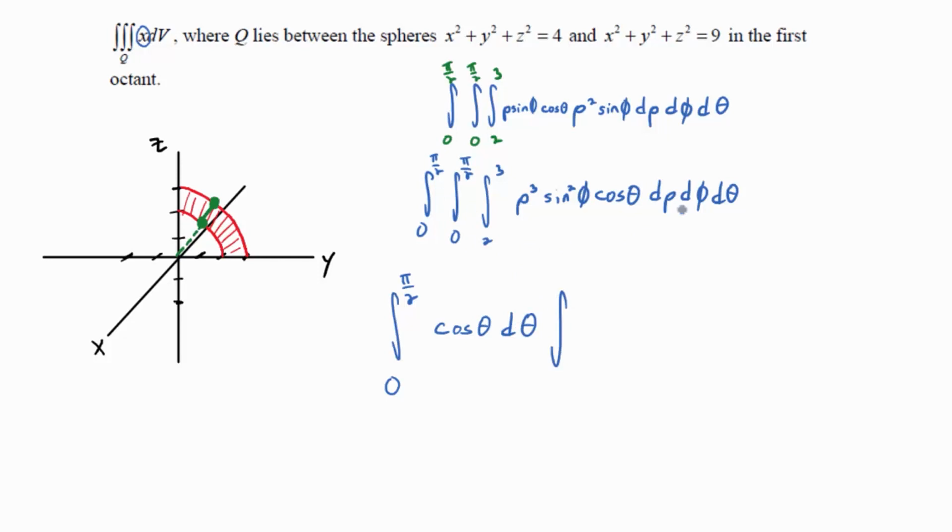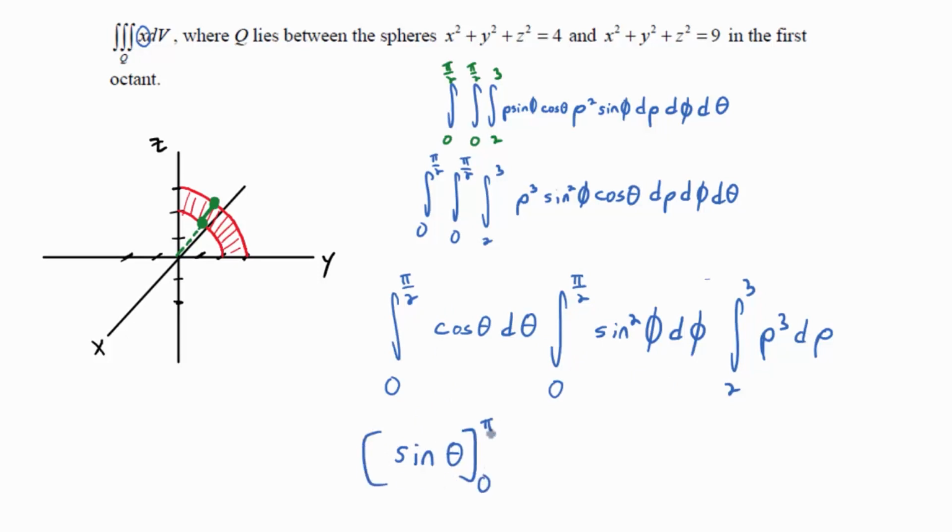Then the integral from 0 to pi over 2, the middle one, is with respect to phi. What goes in there? Sine squared phi, so there's your power reducing identity, or the need for it. And then the integral with respect to rho, from 2 to 3 of rho cubed d rho. Everybody believe that? The first is the integral of cosine, which is sine, evaluated from 0 to pi halves. There's an extra step in here, isn't there?